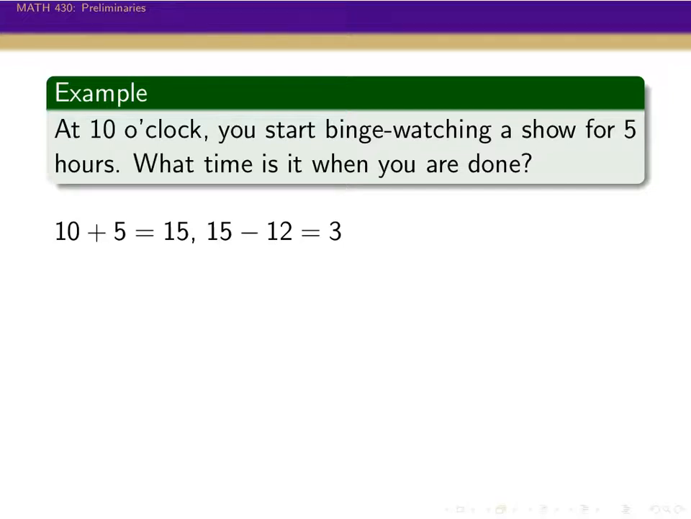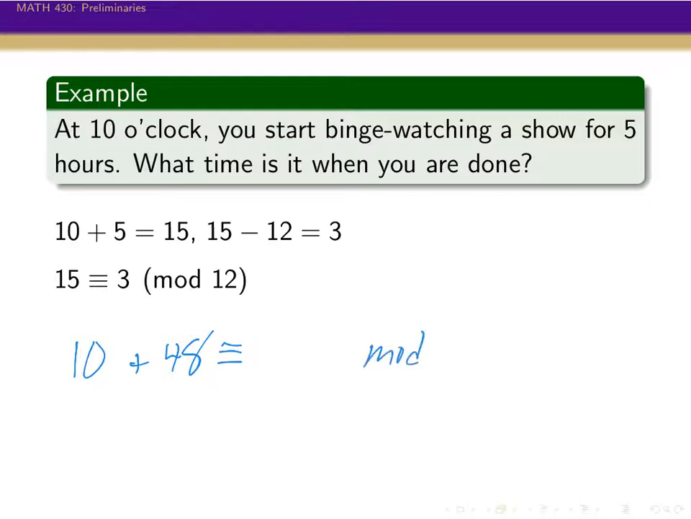How does this relate to modular arithmetic? As we saw before, 15 is congruent to 3 mod 12. So if we were watching starting at 10 o'clock and watching for, say, 2 days straight, 48 hours, what time would it be? Well, 10 plus 48, but again we're looking at this modulo 12. 48 is a multiple of 12, so I haven't really changed anything, and it's still going to be 10 o'clock. So 48 hours after whatever time it is, it's going to be the exact same time again.